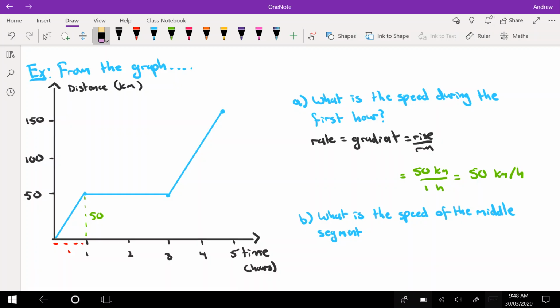We can also relate this back to how we remembered in the other lesson, how a flat line always has a gradient of 0. If it has a gradient of 0, it has a rate of 0. And so we know that it is just equal to 0 kilometers per hour.